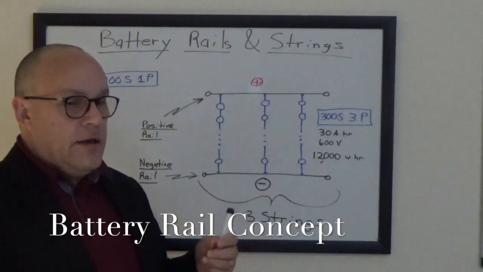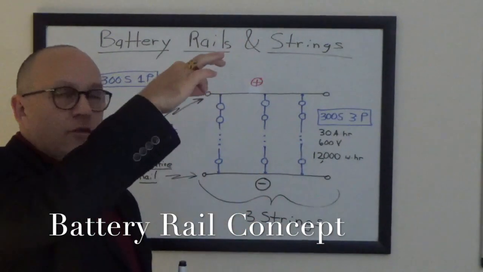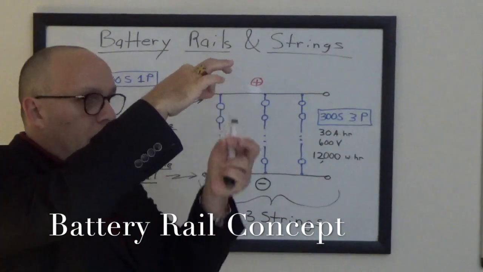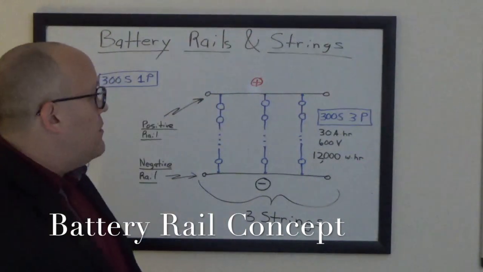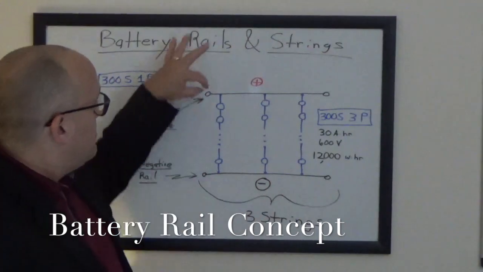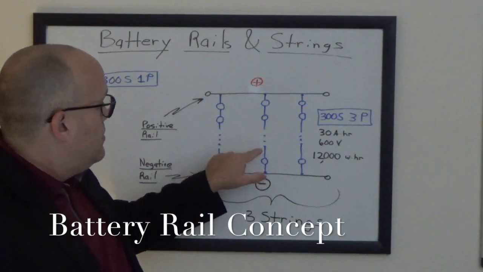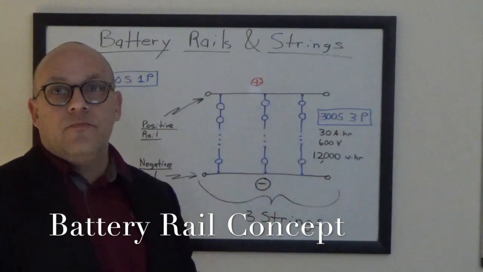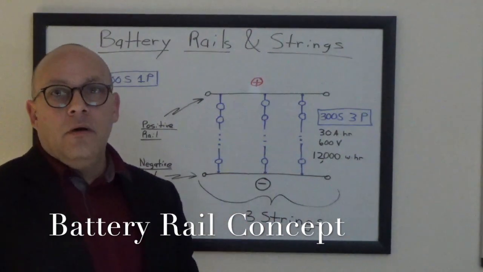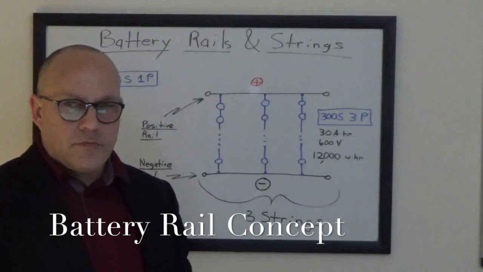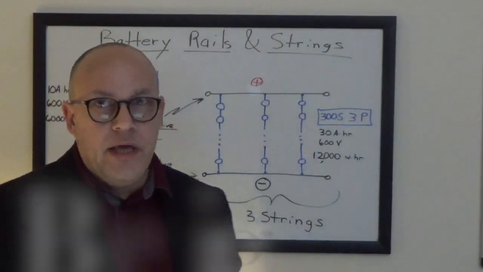You can think of a string as a literal string that you're holding like this, and it hangs down from the top to the bottom. So you can think of a battery string as hanging from top to bottom, like one string, second string, and then the third string. So this is like three strings on a battery rail system. Let's look at a single string before we get into this.